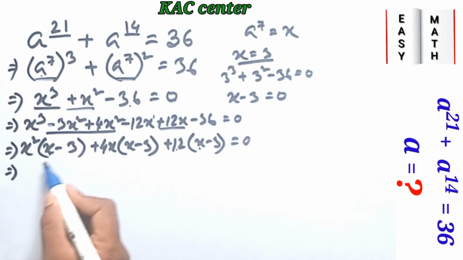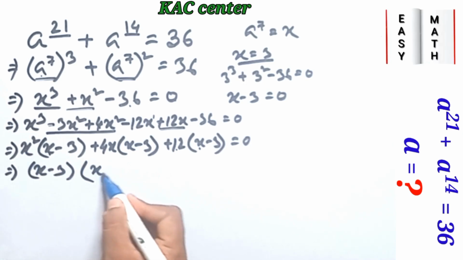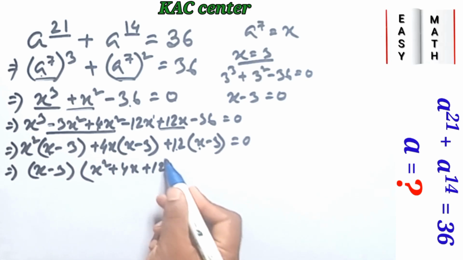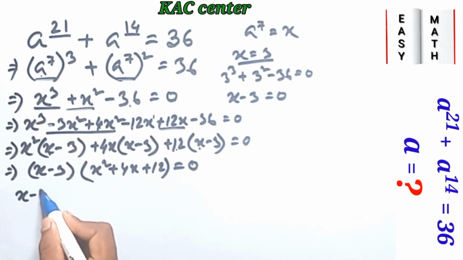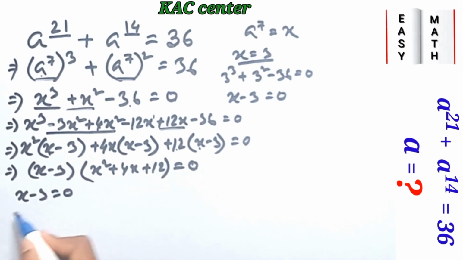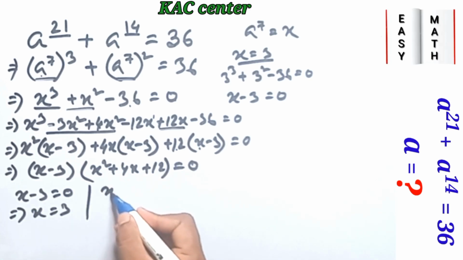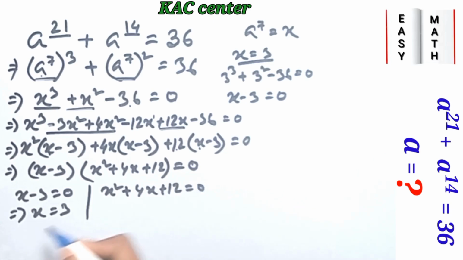So from this equation, take the x minus 3, and there is the x square, there is the 4x, and there is the 12 is equal to 0. And first we can write x minus 3 is equal to 0, so x value is 3. Another we can write the x square 4x plus 12 is equal to 0.